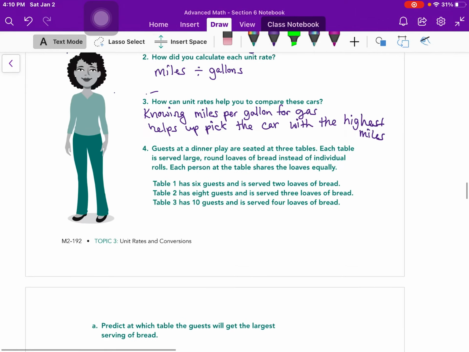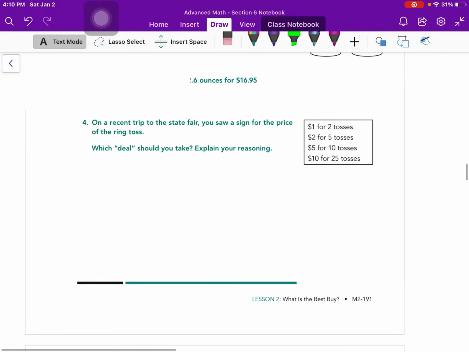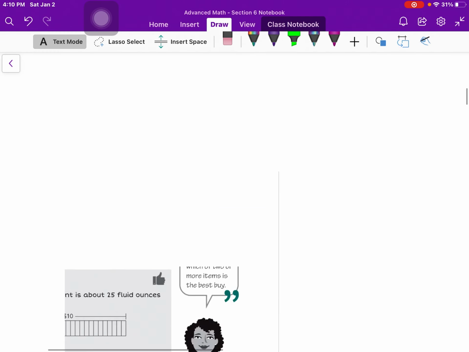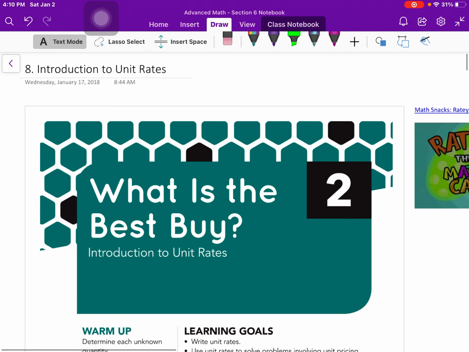All right, use this information on unit rates to help you figure out your next clue for your Rogue Runner. And we'll let you know what your assignment is.